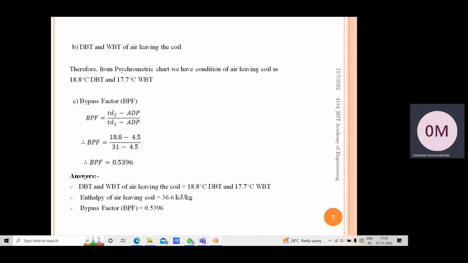So we get the values after the calculation and from the psychrometric chart as final answer: DBT and WBT of air leaving the coil as 18.8 degrees Celsius DBT and 17.7 degrees Celsius WBT. Enthalpy of air leaving the coil as 36.6 kilojoule per kg, and bypass factor as 0.5396. This was the numerical.